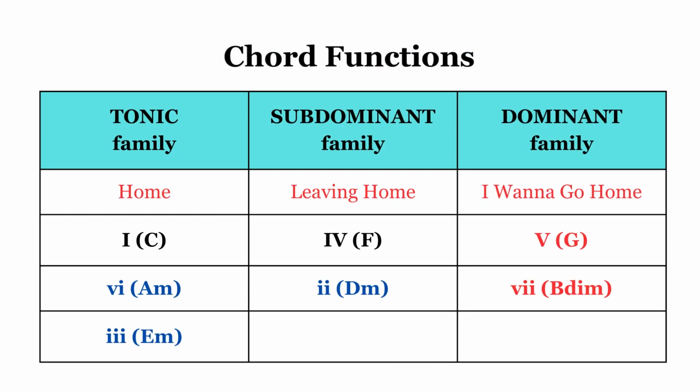The dominant family, we've got our 5 chord, which is a G chord, and then we've got our 7 chord, which is a diminished. So we swapped out the 5 chord for the 7 chord.